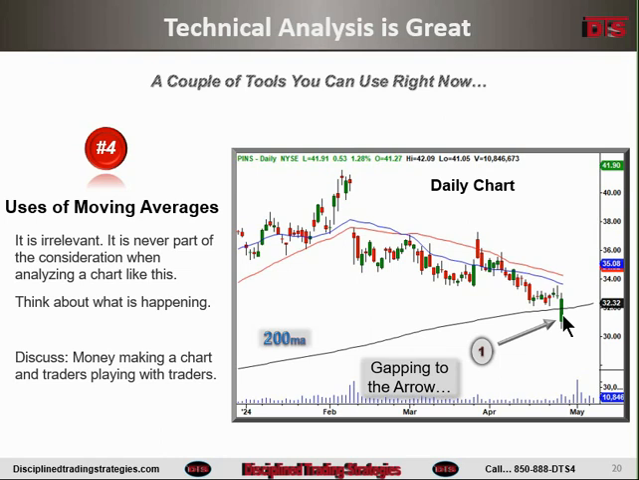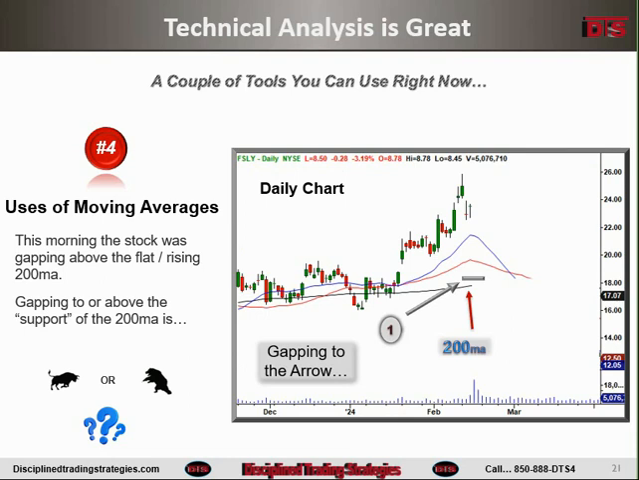There is a purpose for them. I'm going to show you in a minute what they are. But I want to emphasize to you that this is completely meaningless. Oh, look at this. Well, here's a nice chart. We're gapping above the flat 200. Bullish or bearish? Completely irrelevant, Marion.